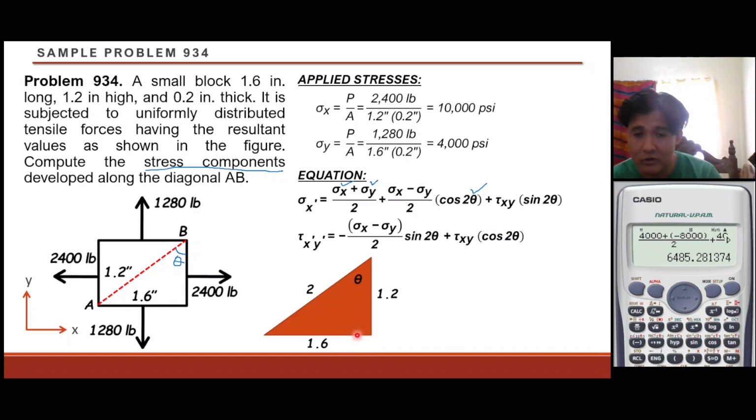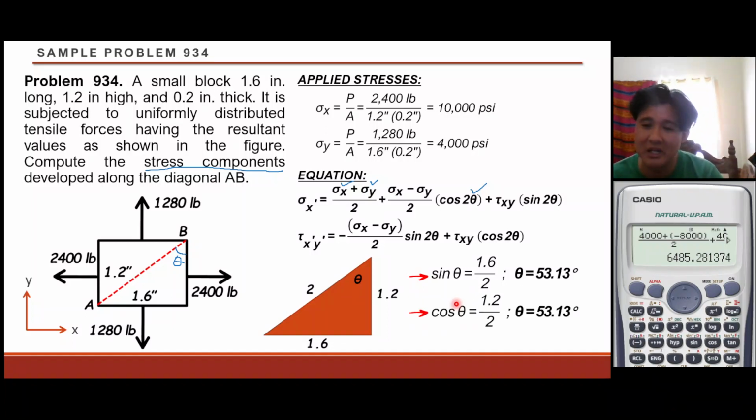We can now solve for theta using simple trigonometric functions. We have sine theta equal to 1.6 over 2, and solving for theta, we get 53.13 degrees. Likewise, we can also use cosine theta. There's no wrong approach, as long as your process is correct. So cosine theta is adjacent over hypotenuse. For this theta, our adjacent side would be 1.2, and our hypotenuse is 2.